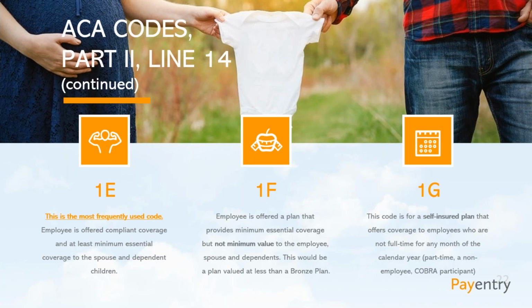1G is for self-insured plans that offer coverage to someone who's not full-time for any month of the calendar year. That could be part-time employees, it could be COBRA participants, or it could be a non-employee. But it is only for self-insured plans.